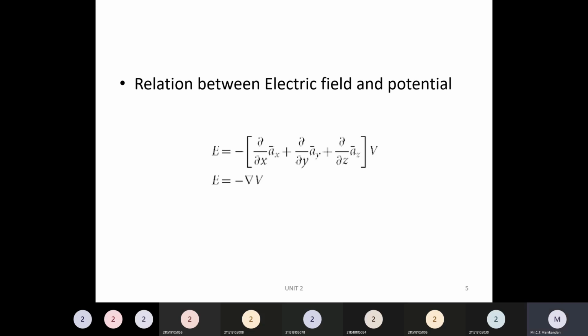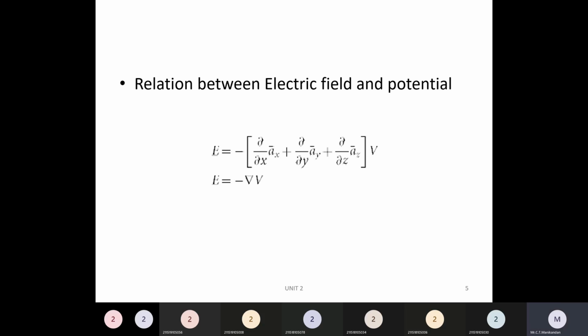So the negative gradient of potential is nothing but electric field intensity. Always E and V will be with the negative sign. That you should keep in mind. Not only the gradient of potential, but the negative gradient of potential, because we are moving the charge from one point to another point against the electric field. So you will be getting it with the negative sign: E equal to minus del V.